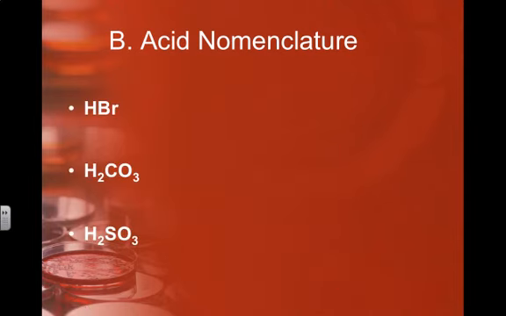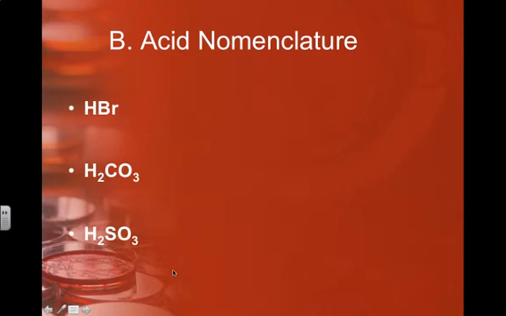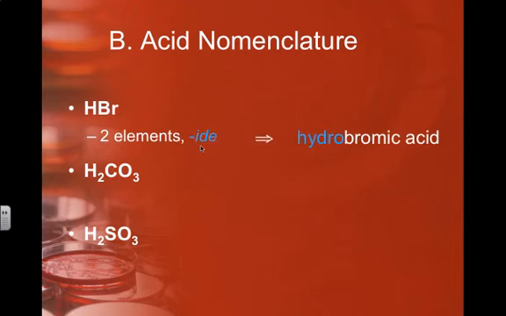Let's go ahead and name some acids. We've got HBr. The first question we ask ourselves is how many elements does it have? It has two, so we follow this rule. It's going to have the prefix of hydro, and then we change the ending to ic acid. So this is called hydrobromic acid.